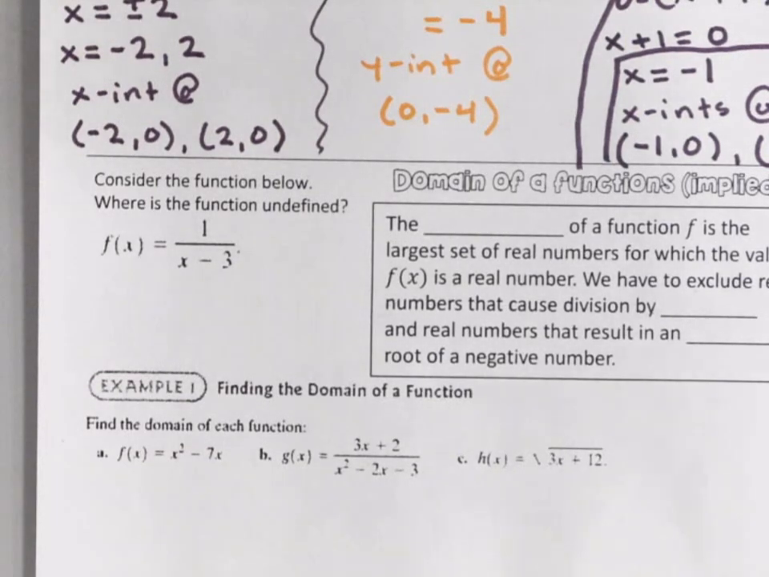When we divide numbers, what can't we divide by? Let's say I wanted to do 1 divided by something. What couldn't go right here? 0. You can't divide by 0. That gives you an undefined value.